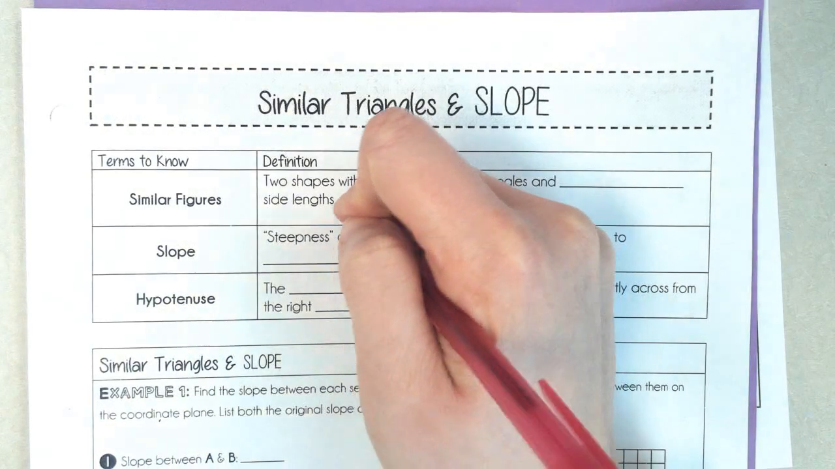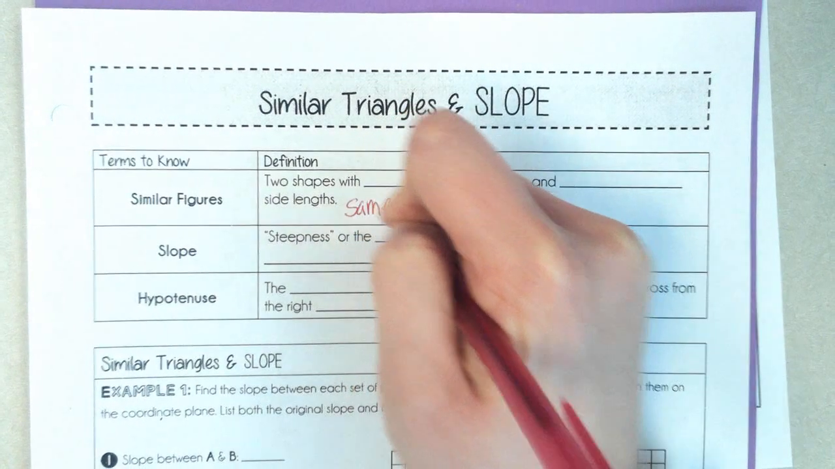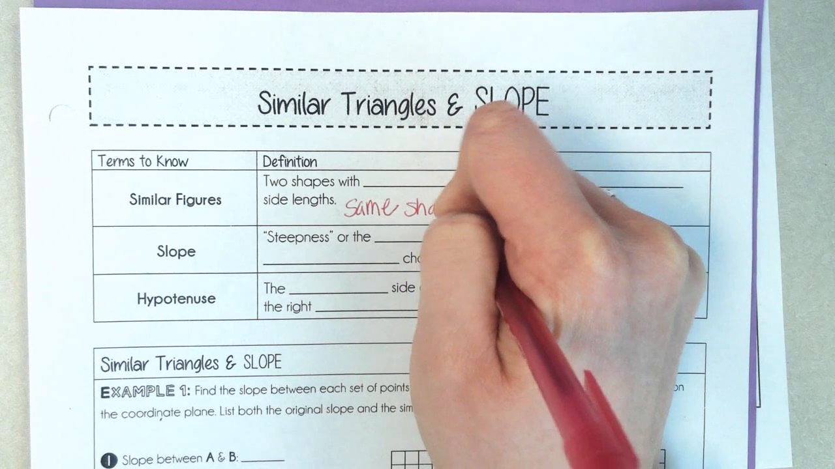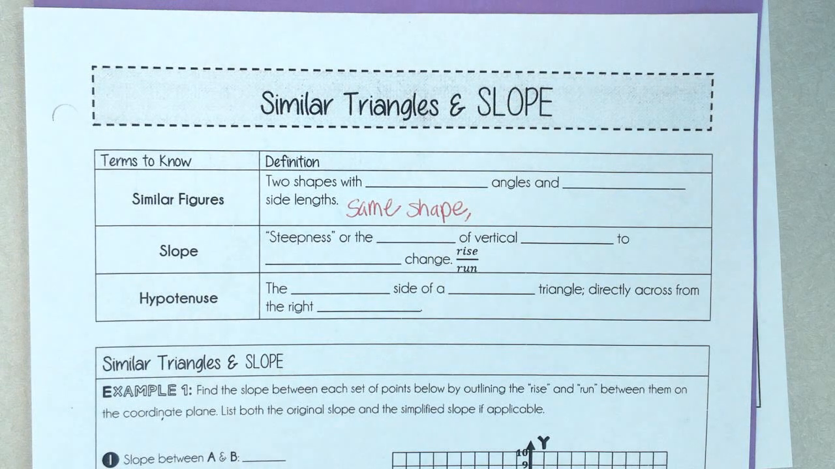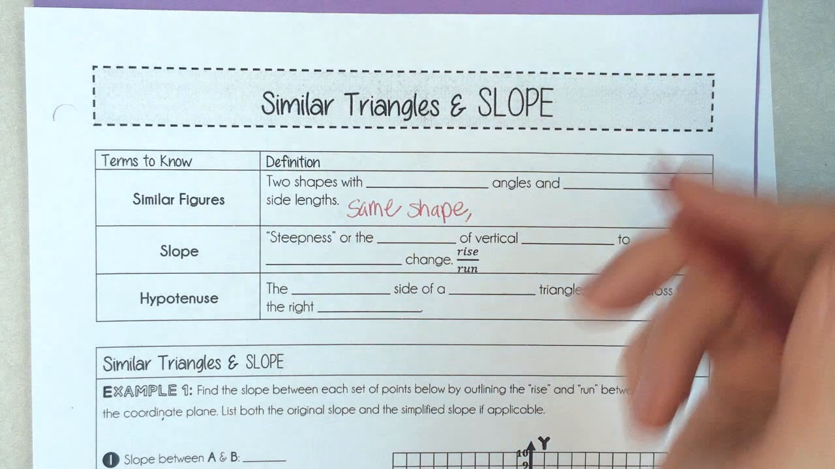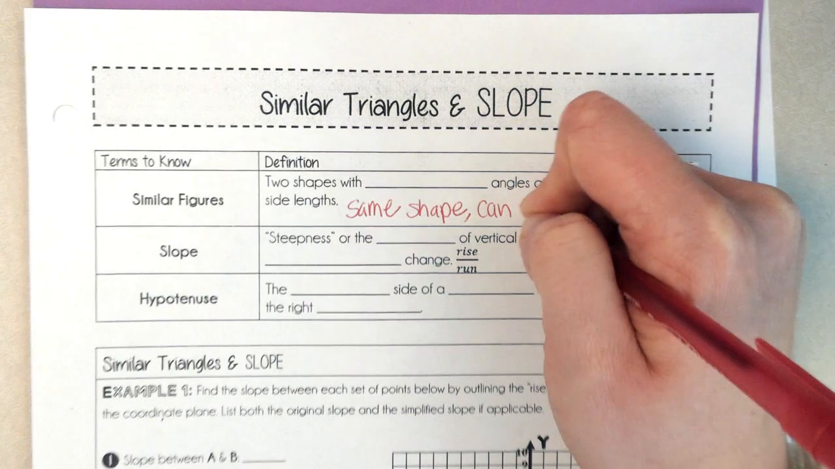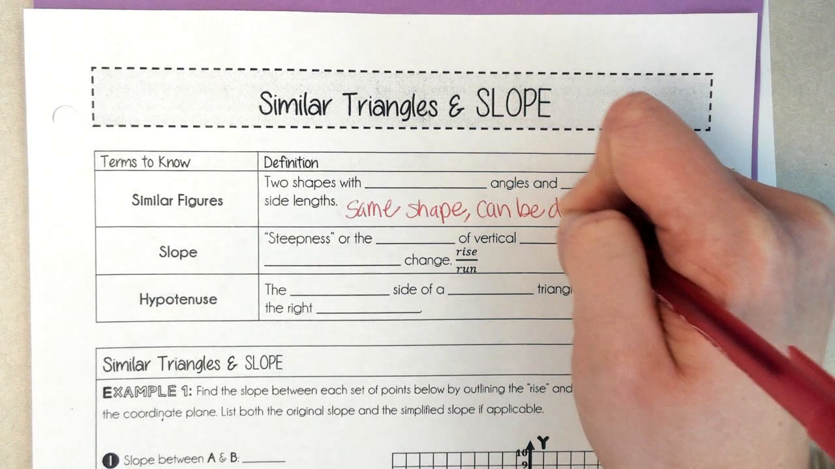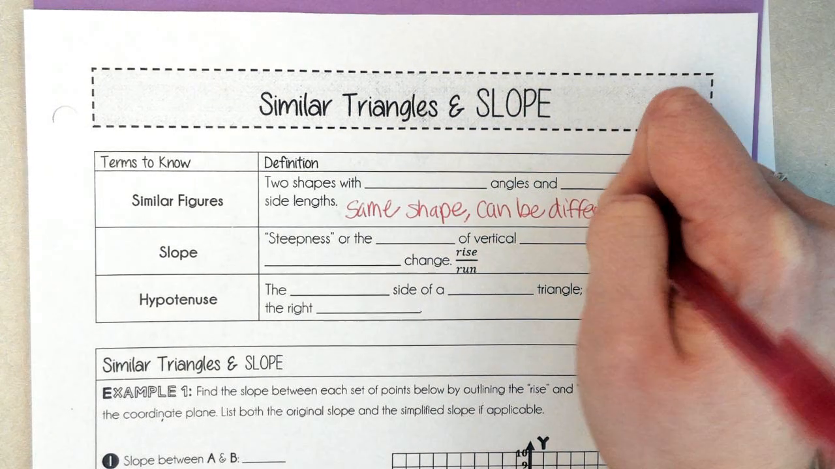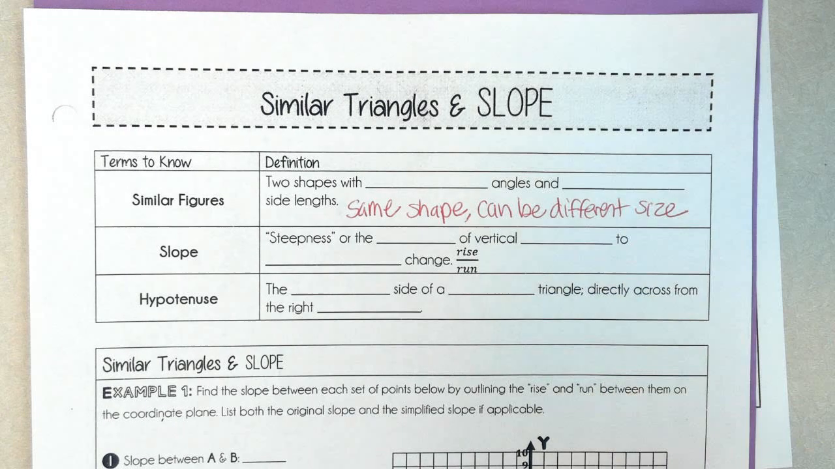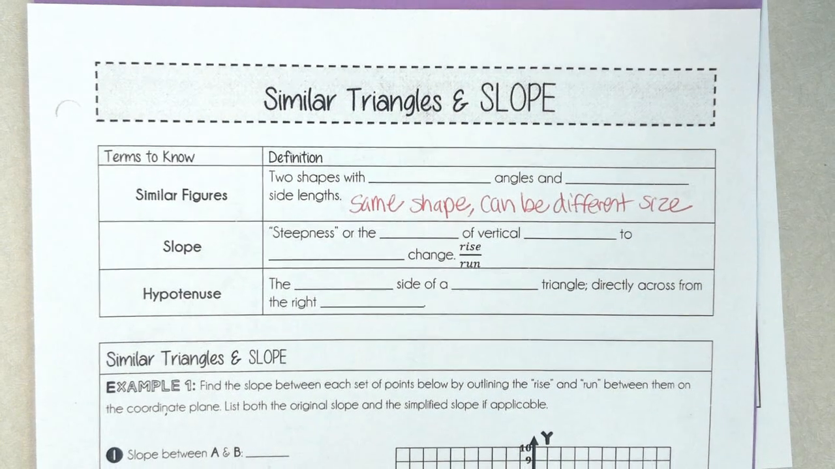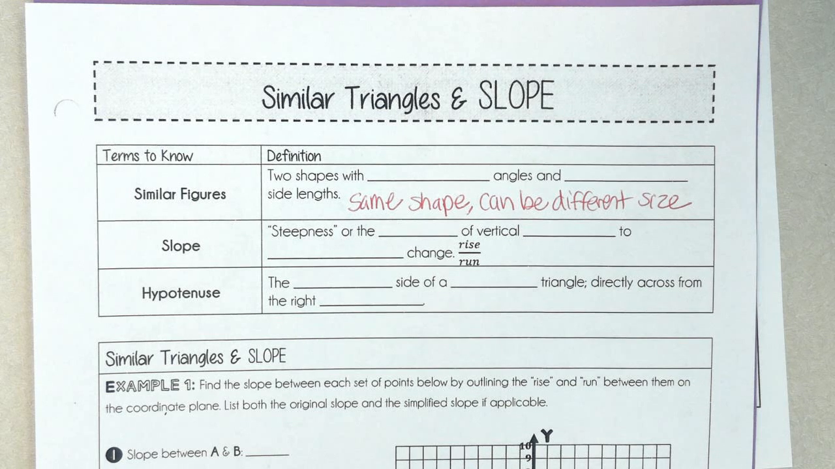So what I want you to write here is they have the same shape. And you're right, Haley, a lot of times that is what I stop at, since it could be different size, could be the same size. They have to have the same shape, though. And they can be different size. Same shape, can be different size. Okay? Now, the definition that they use today actually means the exact same thing.